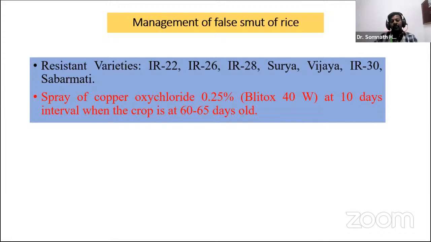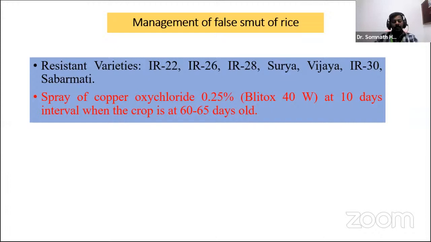For management of false smut, resistant varieties are recommended for the management of the disease: IR22, IR26, IR28, Surya, Vijaya, IR30 and Sabarmati. These are the resistant varieties reported. These are the old ones. We need to check the recent varieties if they are developed. Spray of copper oxychloride 0.25% is very effective, at 10 days interval, when the crop is 60 to 65 days old. So it is controlling the disease.